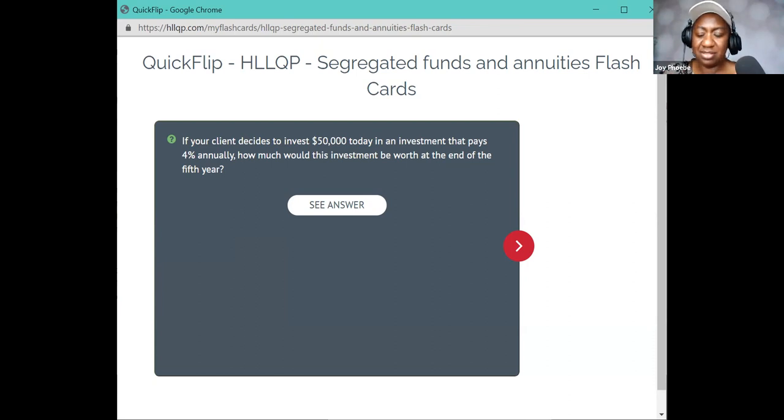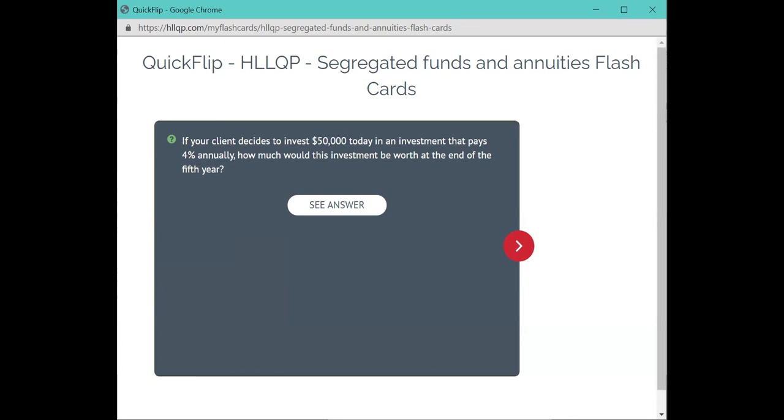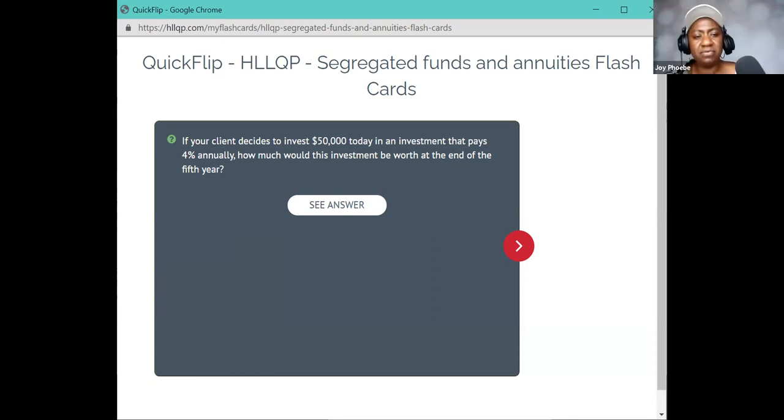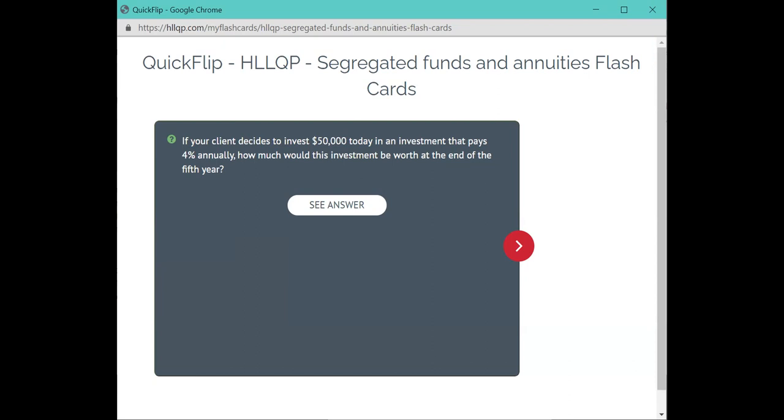Hey, Sister Kenny, are you sure you gave us the right formula? Why are we having 40,770? That's the formula. If your client invests, future value is multiplication. Present value is division.